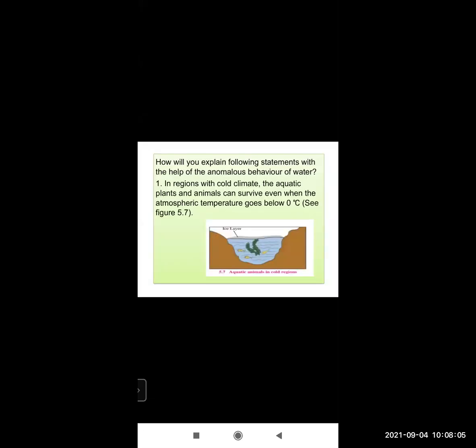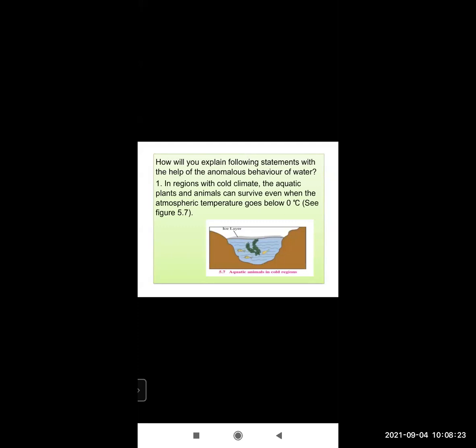Now depending on this only, there are some questions we are going to see, which are given on page number 66. Now see what that is. How will you explain the following statements with the help of the anomalous behavior of water? Please go through this. Both the questions are very important.